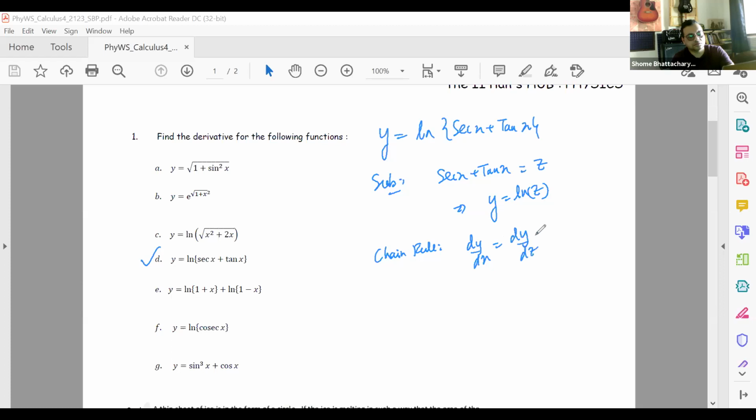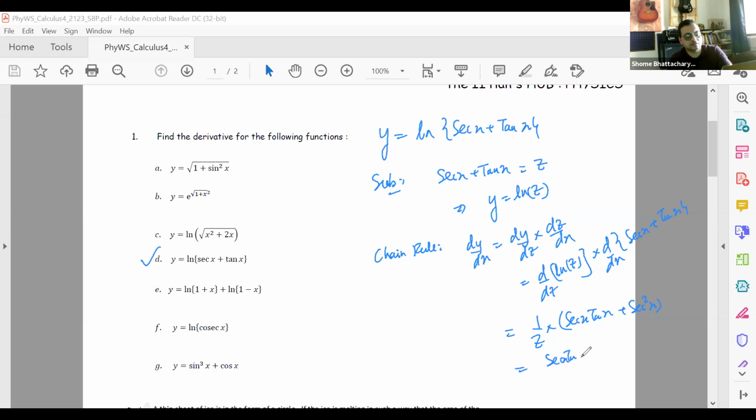This is differentiation of ln z multiplied by differentiation with respect to x of sec x plus tan x. So that is 1 by z into, now differentiation of sec x is by formula sec x tan x, and differentiation of tan x is sec square x. Now finally substitute z as sec x plus tan x. So this becomes sec x tan x plus sec square x divided by z, where z itself is sec x plus tan x.